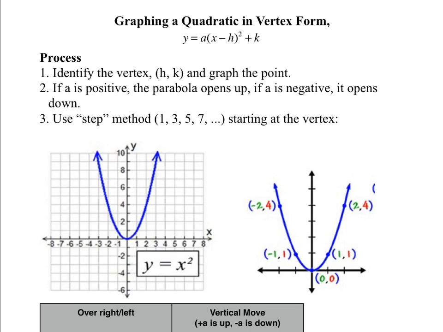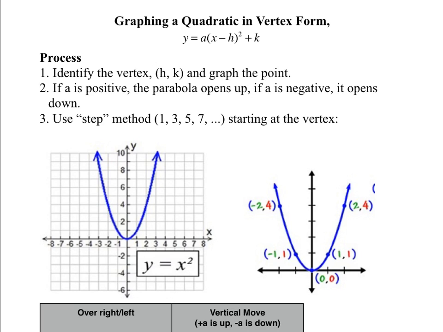Jumping right to the vertex form now. The process is a little different. In a way, it's a little easier. Step number 1 is from the equation, get the vertex, which is your HK value, and immediately graph the point. Then in step 2, you're going to want to note that if the A value is positive, your parabola opens up, or if your A is negative, it's going to open down.